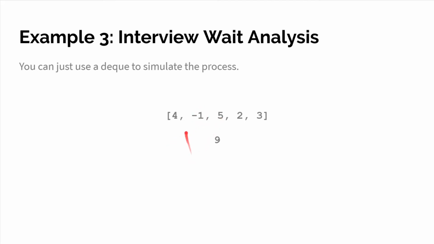And the total time elapsed would just be the sum of the previous times, right? So 3 plus 2 plus 4 is equal to 9. So given this array, we would expect to get 9 minutes before the interviewer gets to you. And of course, we could just use a deque to simulate this process. It should be pretty apparent. And let's code it and see what we did.